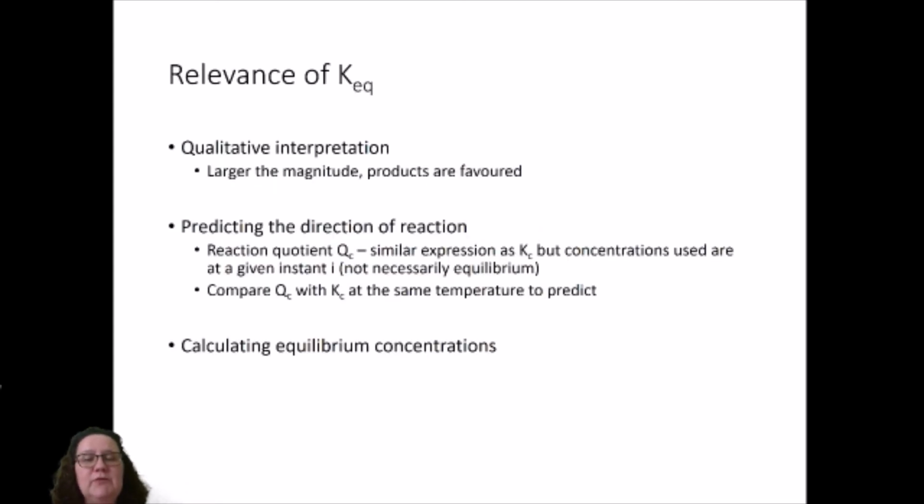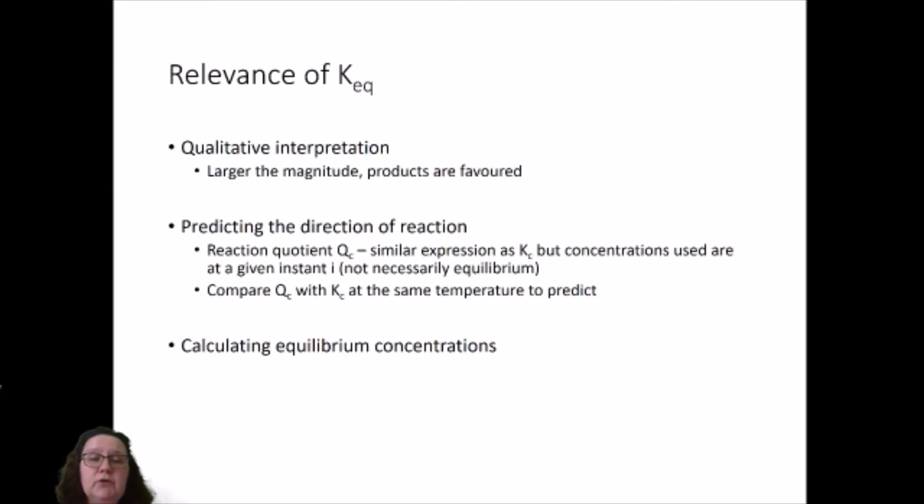What do we use the equilibrium constant for? Well, you can interpret it in a qualitative way by looking at its value. The larger the equilibrium constant, the larger the numerator is, and the larger the concentrations of the products are. That means that for a reaction with a large equilibrium constant, the products are favored.